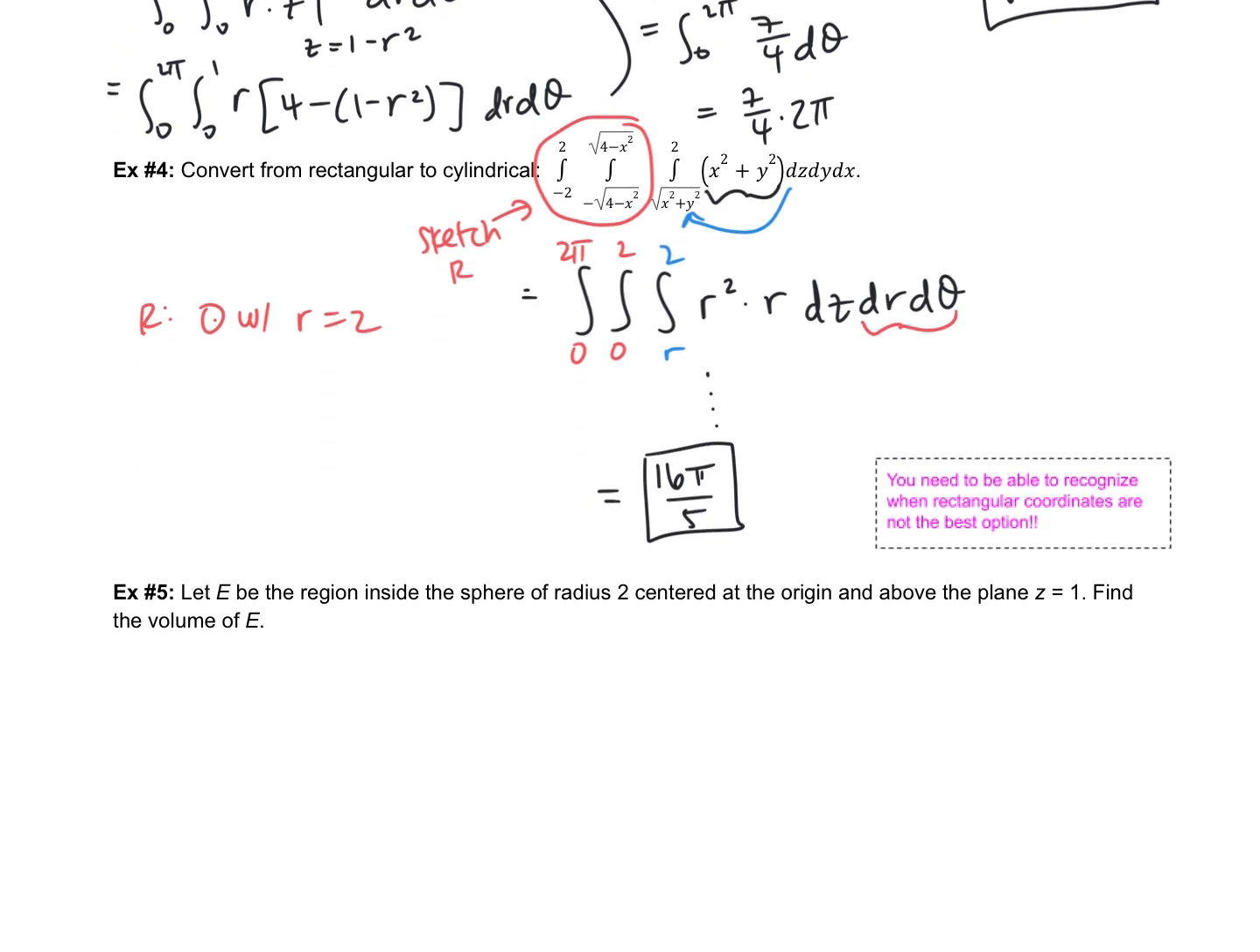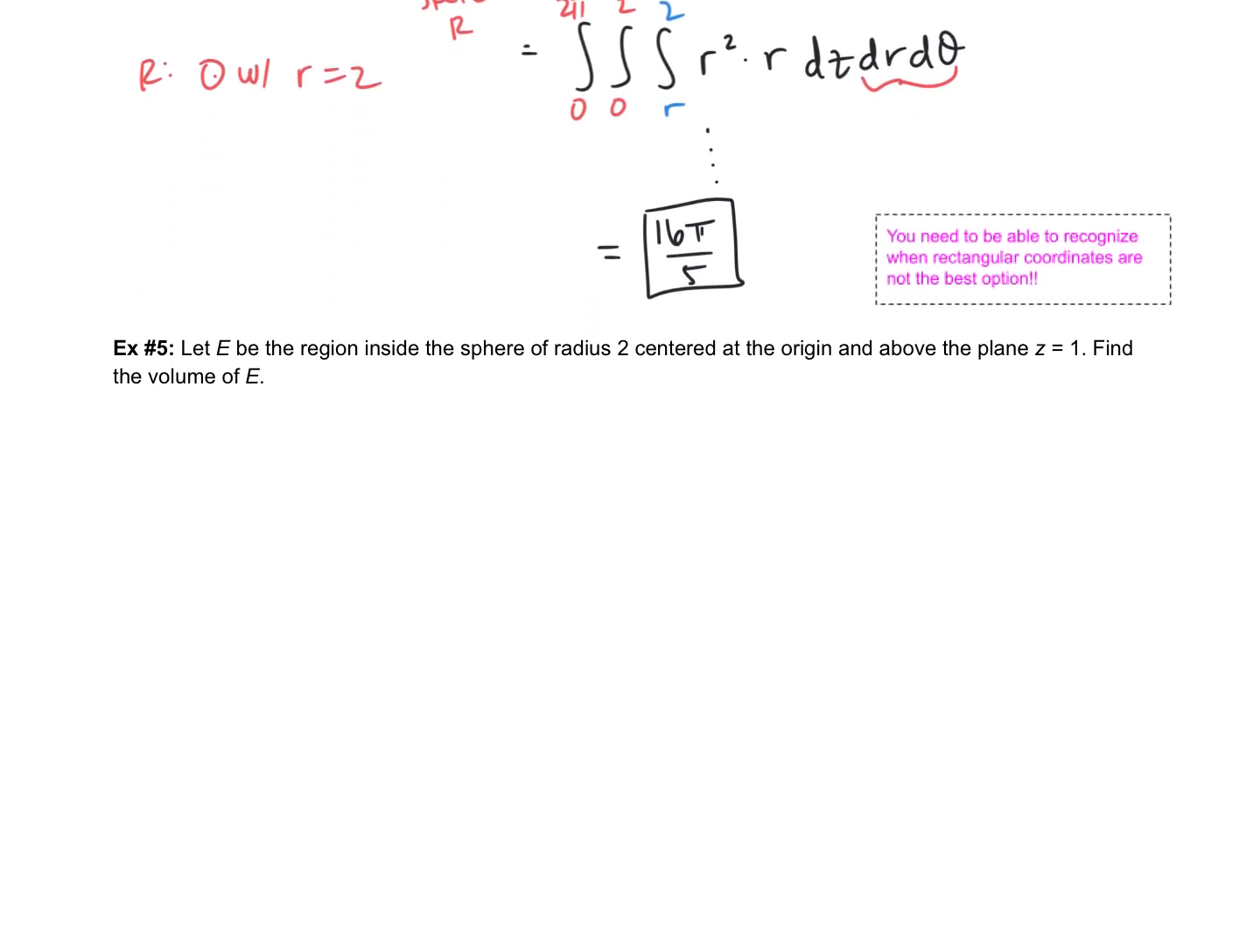Okay, last example, and it's this example number 5. Let E be the region inside the sphere of radius 2 centered at the origin, and above the plane z equals 1. Find the volume of E. Okay, so first thing to remember is volume is the triple integral over our region dV. So our volume in this case is the triple integral of 1. If I do this in cylindrical, which I am probably going to do because I have this sphere, I'm going to get my r, and then convention is dz, dr, d theta.